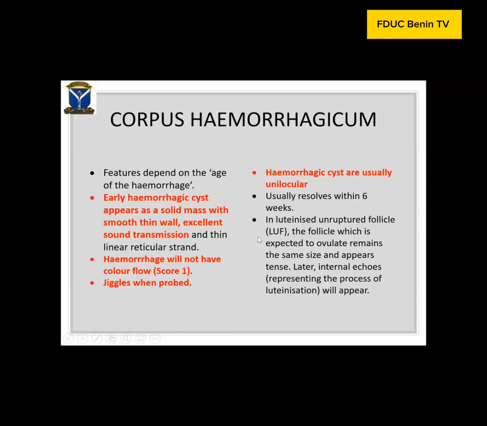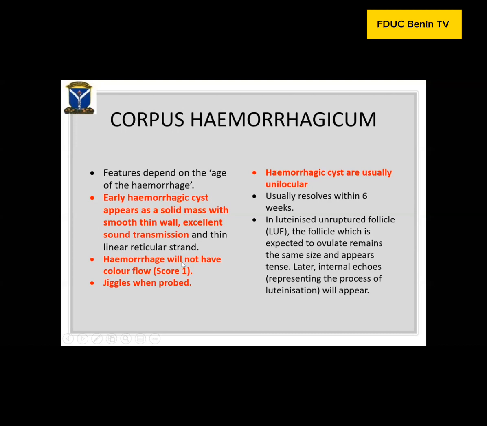Corpus hemorrhagicum. What is important to stress here is that an early hemorrhagic cyst appears as a solid mass, so it could be mistaken for a solid ovarian tumor. But one way you can differentiate between a cystic and a solid structure is that a cystic structure gives good sound transmission or good distal enhancement. Solid tissues do not give good distal enhancement, except if there are cystic components within the solid tissue.